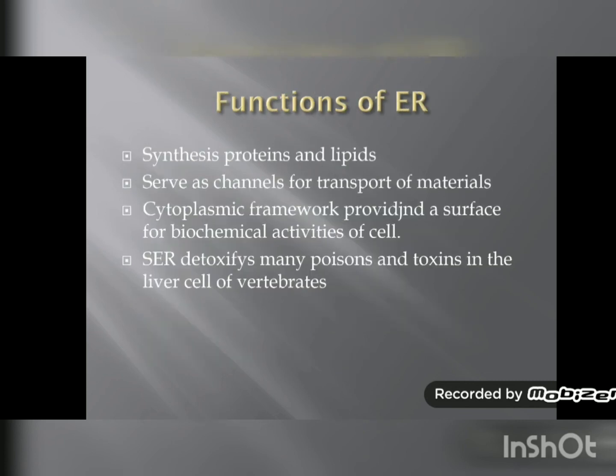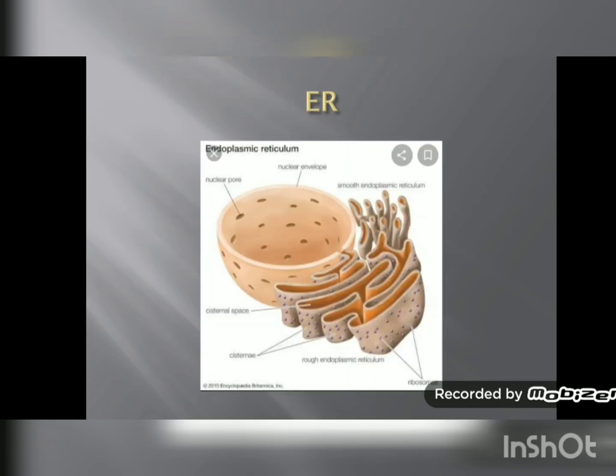Functions of endoplasmic reticulum are synthesis of protein and lipid. It serves as the channel for the transportation of material. It forms a cytoplasmic framework, providing a surface for biochemical activities of the cell. And smooth endoplasmic reticulum detoxifies many poisons and toxins in liver cells of vertebrates. You can see this is the figure of endoplasmic reticulum which is present in the cell.